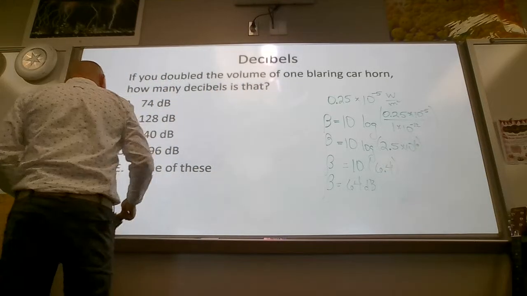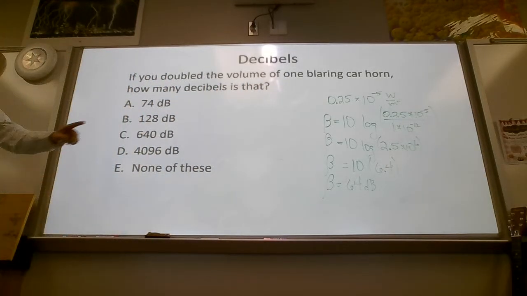All right, so one car horn is 64 decibels. If we doubled the perceived volume, how many decibels would that be? Tell your neighbor.